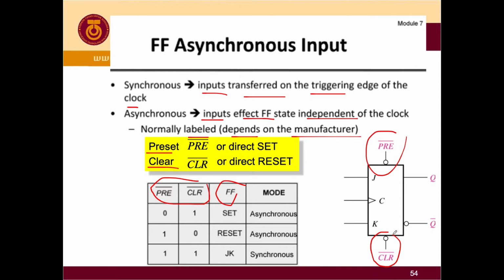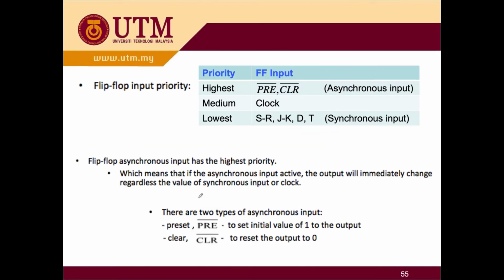So what is the difference? This is the truth table for preset and clear. What happens is there are also two other inputs, which are input preset and input clear. So you need to see the priority. Highest priority is preset and clear, the asynchronous input. You need to see this input first.